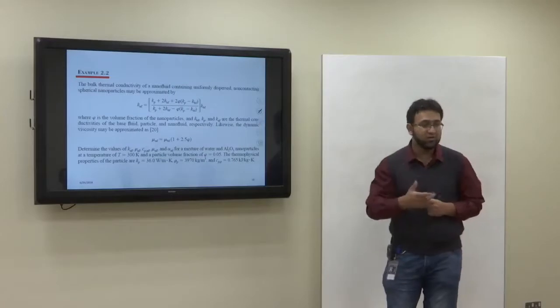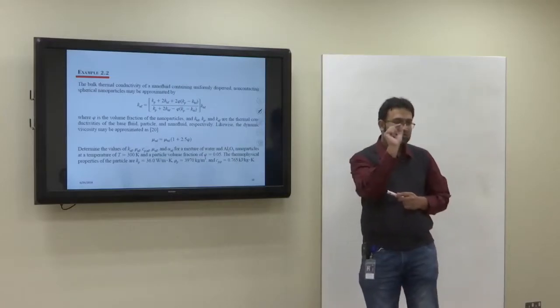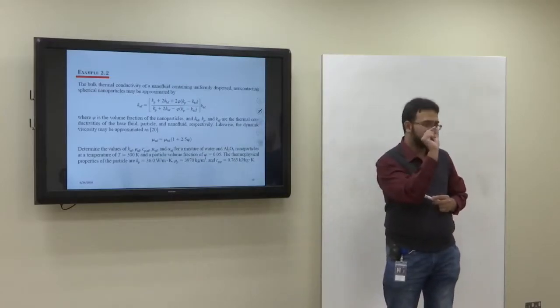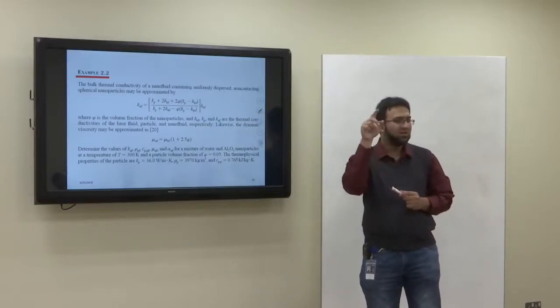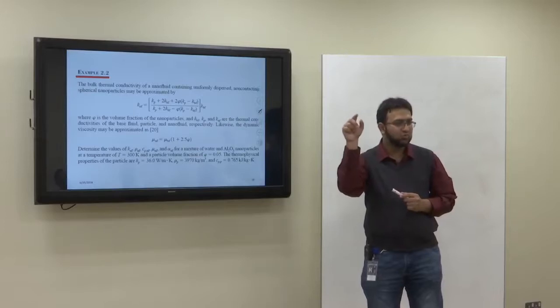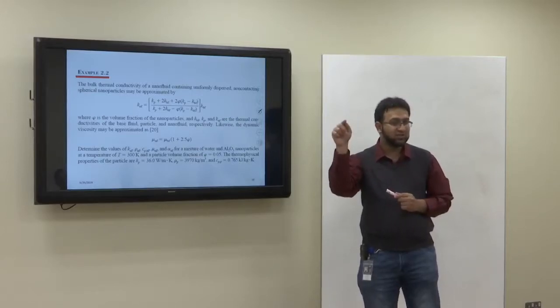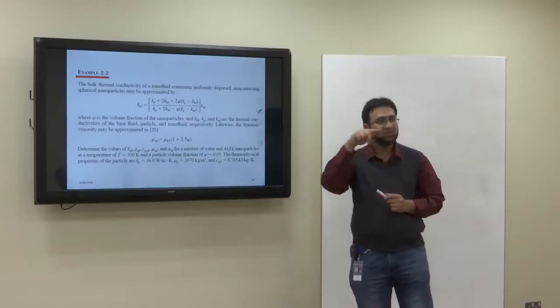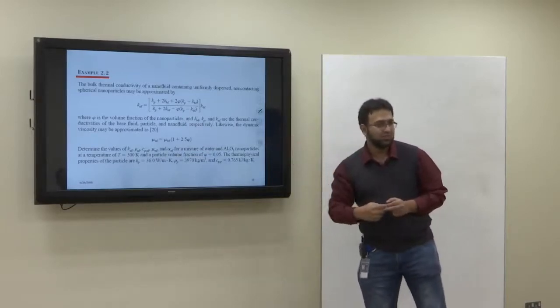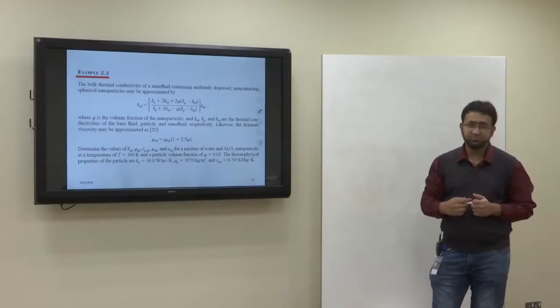Why are they called nanofluids? Because the size of those particles is measured in nanometers. A nanometer is very small. You know, centimeter is 10 to the power minus 2, millimeter 10 to the power minus 3, micrometer 10 to the power minus 6, nanometer 10 to the power minus 9. So they are very small particles.